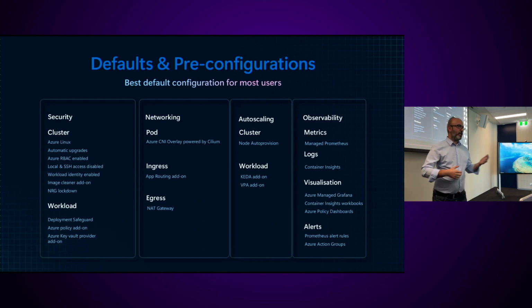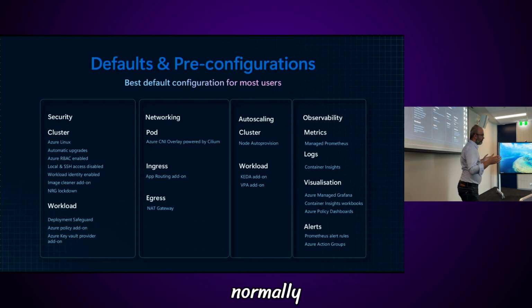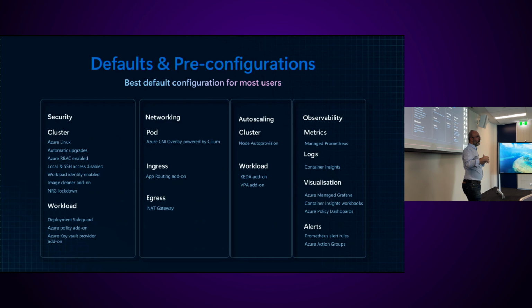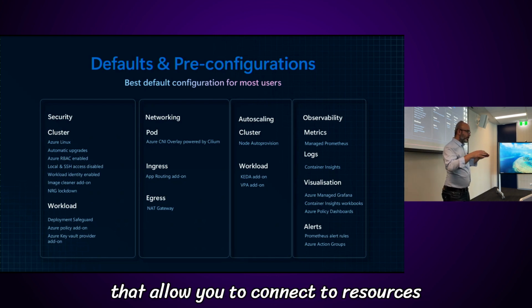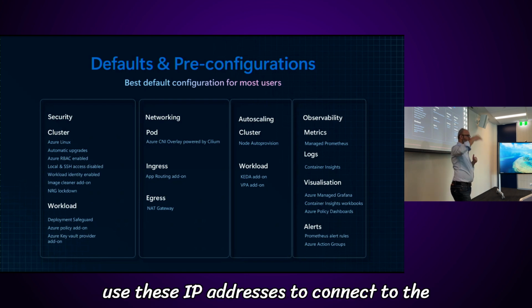And of course, for egress, when you want to send traffic from your cluster to the internet, normally resources within your cluster are using what is called private IP addresses. Private IP addresses means IP addresses that allow you to connect to resources within your local network, but you cannot use these IP addresses to connect to the internet.